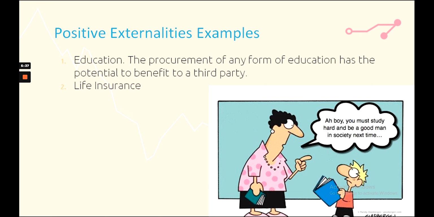Another example can be R&D. When R&D is conducted by a company, it can be a positive externality because it increases the private profits of the company, but also has an added advantage of increasing the general level of knowledge within the society in which the manufacturing unit or the company is operating. Another example can be life insurance.